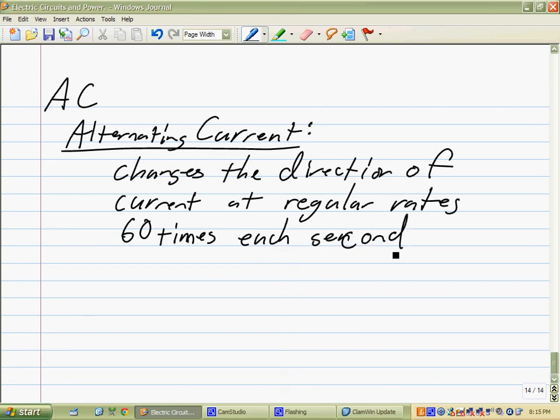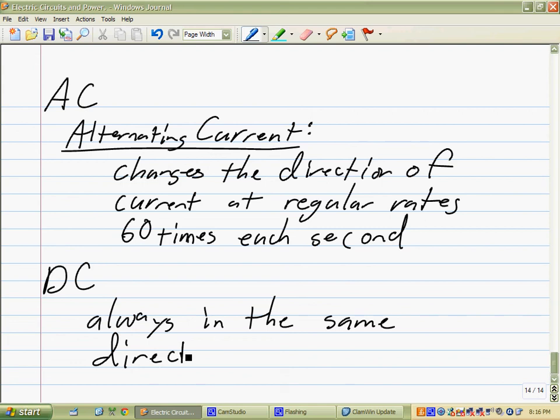And direct current is always in the same direction, no matter what. DC goes one way the whole time. So tomorrow in class we're going to talk about AC current a little bit, and we'll talk about why we use it in homes. And we'll look a little bit at, we've been dealing with DC current all this time in class.